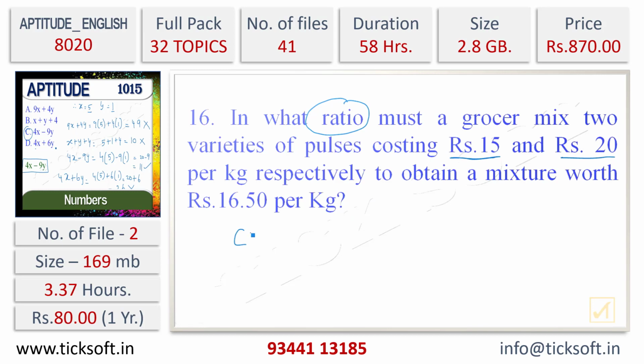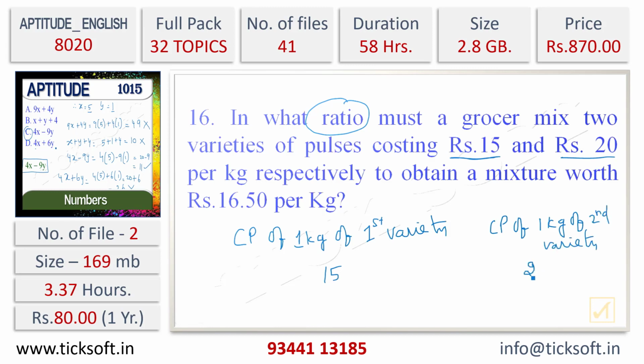So therefore first we are going to write down the cost price of 1 kg of the first variety. So this is equal to 15. And also the cost price of 1 kg of the second variety is what? This is rupees 20. And now we have to write down the mean price. The mean price is nothing but the cost price of 1 kg of the mixture. The cost price of 1 kg of the mixture is nothing but 16.50, which is 16.5.